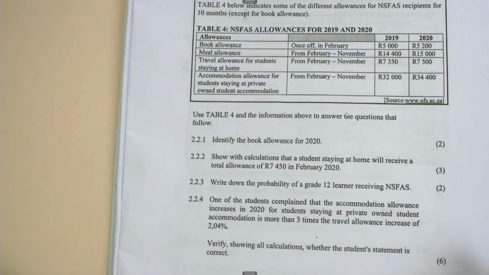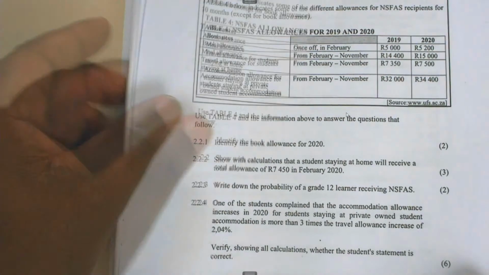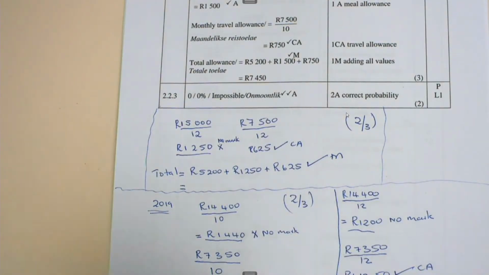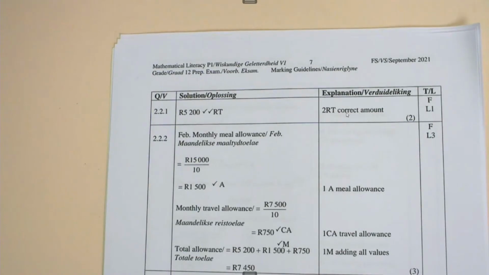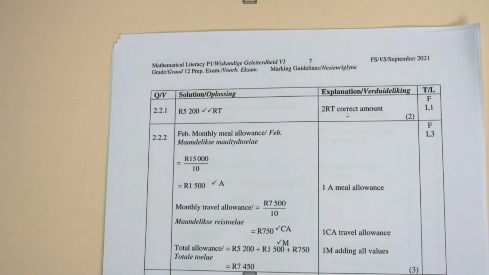Now, the first question, according to that information, says identify the book allowance for 2020. The book allowance for 2020, according to the marking guideline, should be 5,200. So it's an RT mark, 2 marks, RT. And then let's move to 2.2.2.